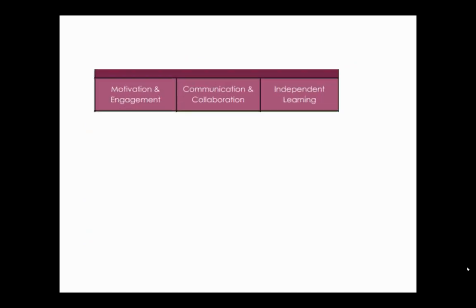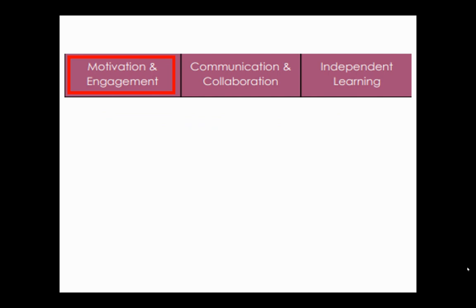These are motivation and engagement. This is a comment on how committed a student is to their learning, their enthusiasm, effort, and the hard work they apply both in class and with home learning. Communication and collaboration is a reflection on how well a student contributes in class. Do they engage with others?